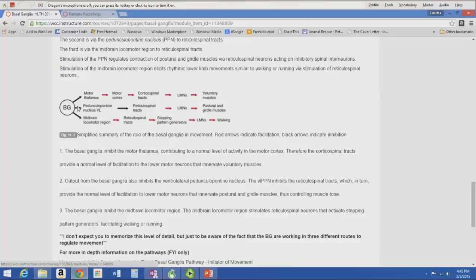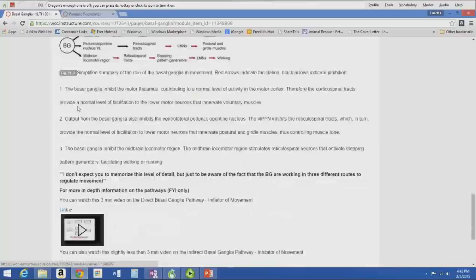If you don't have inhibition in the midbrain locomotor region, you get overactivation of the stepping pattern generators, and you get weird movement patterns with walking. So the basal ganglia use those 3 different routes to regulate movement in those 3 areas: voluntary muscles, postural and girdle muscles, and walking. So really that's what you should know.